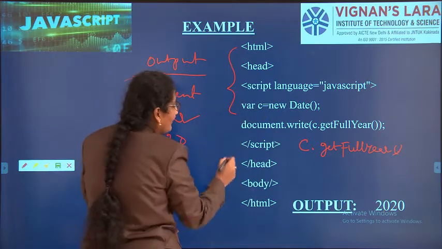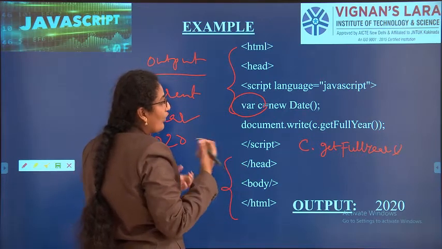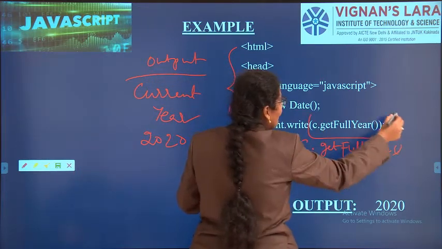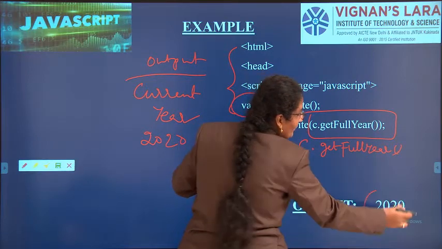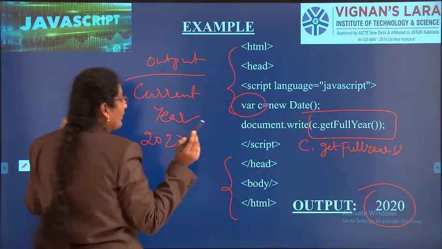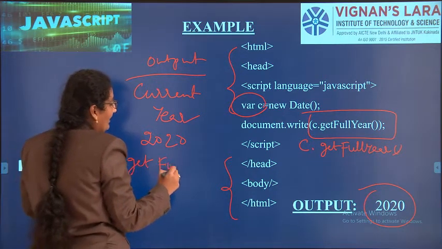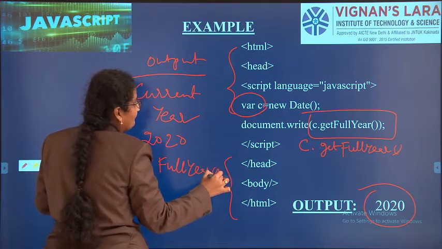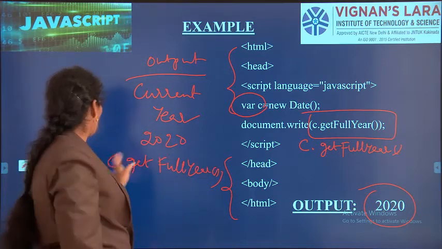All the rest of the things, declaring the variable, everything is the same. What will change is this method. Why is this method changing? I want a full year in the output. So if I want to get the full year, I will write variable dot getFullYear. So this is how this program works, and we will get the year as the output.